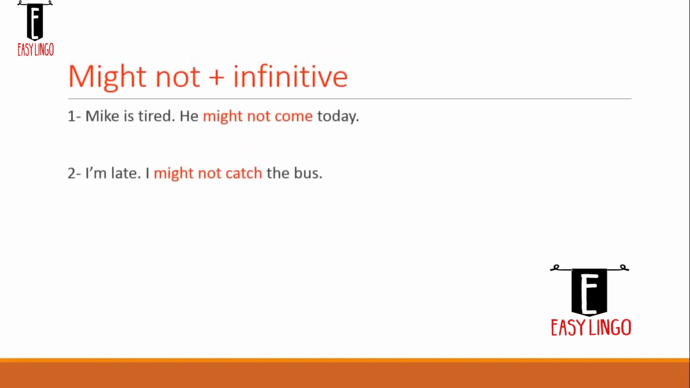The negative form is might not. Might not plus an infinitive verb. Mike is tired. He might not come today. Number 2, I'm late. I might not catch the bus.